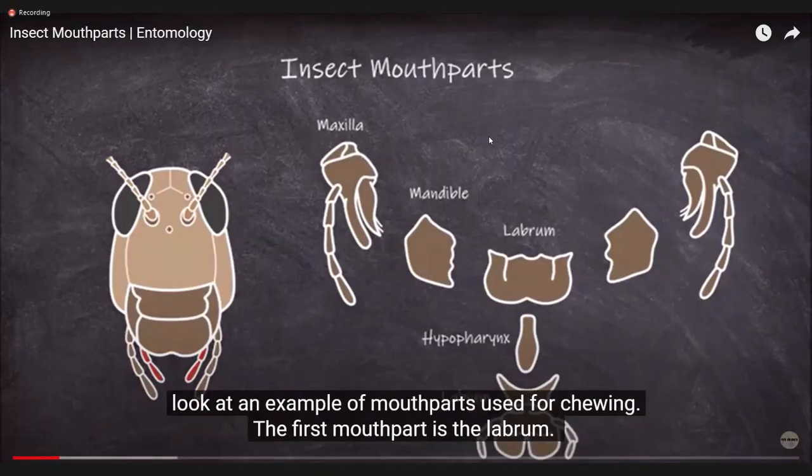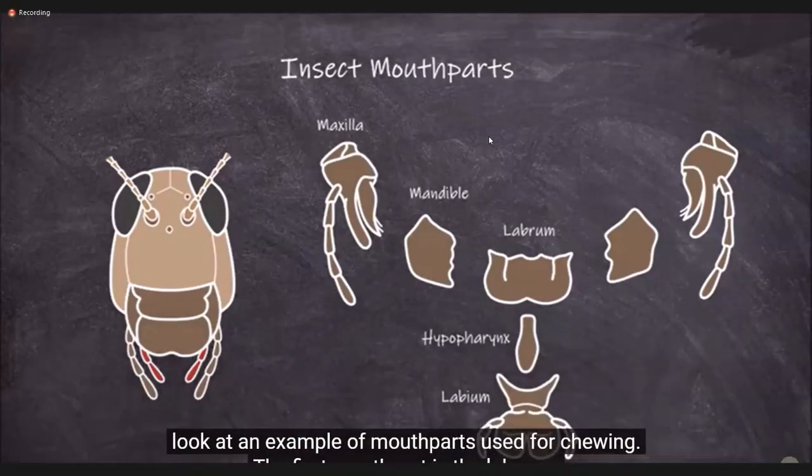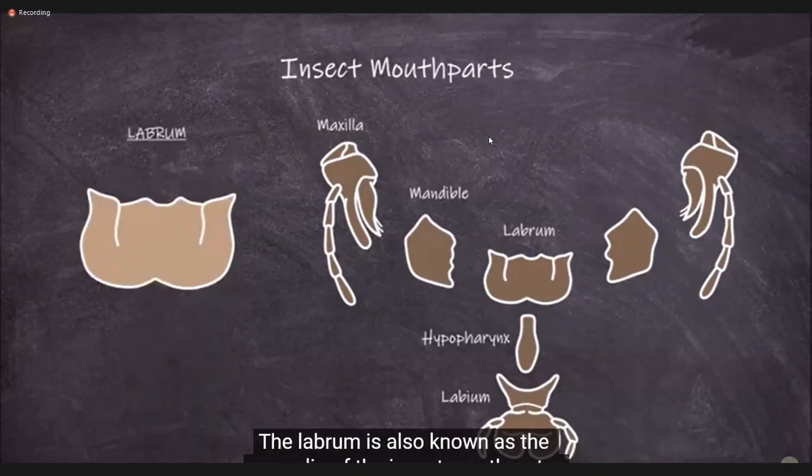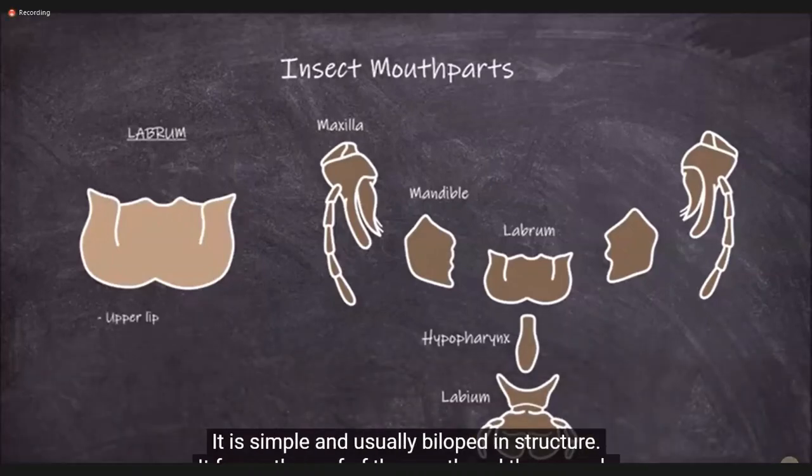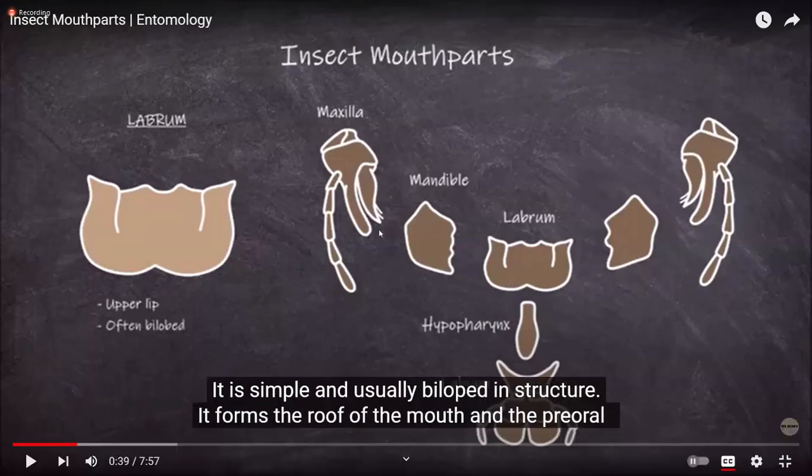We will look at an example of mouthparts used for chewing. The first mouthpart is the labrum. The labrum is also known as the upper lip of the insect mouthparts. It is simple and usually bilobed. These are the mouth parts available in chewing insects. හපලා කන insects ලගේ mouth parts මේ වගේ. Right?